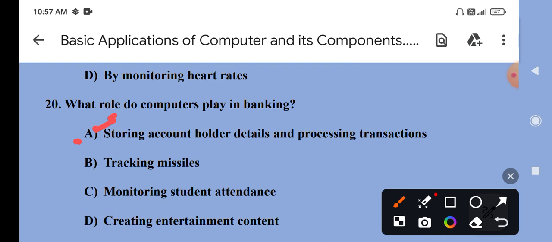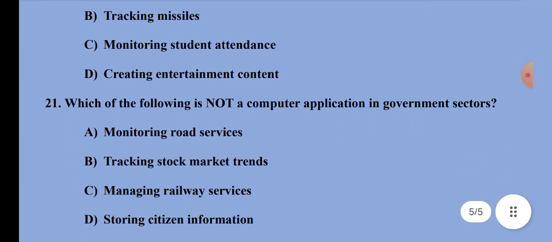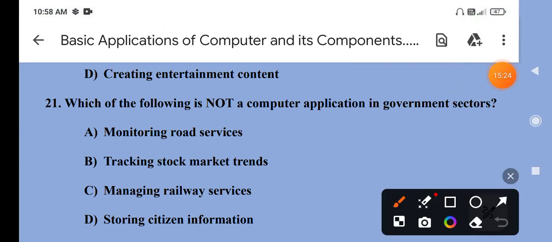After that, we move to question number 21. Which of the following is not a computer application in the government sector? Option A, monitoring road services. Option B, tracking stock market trends. Option C, managing railways. Option D, storing citizen information. The right option to this question is option B.